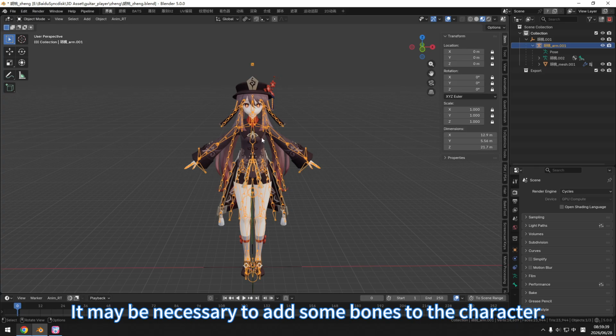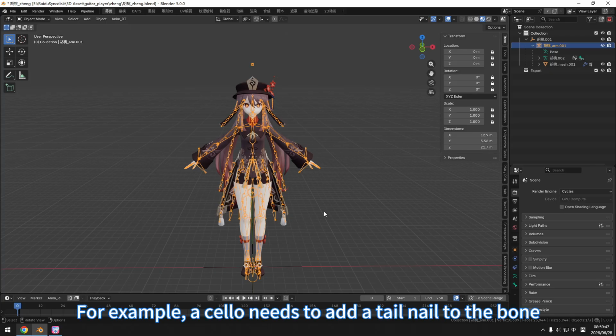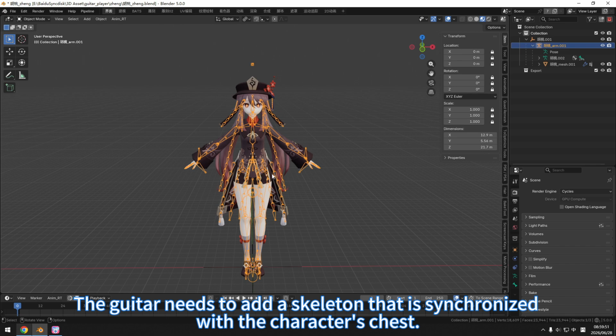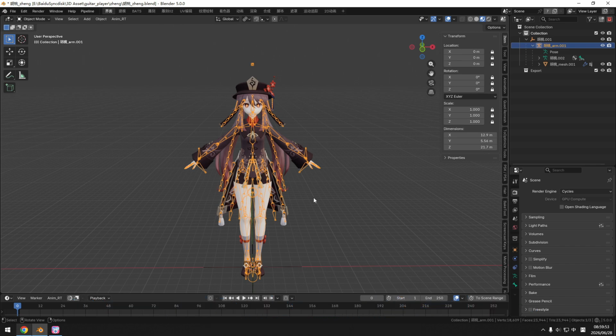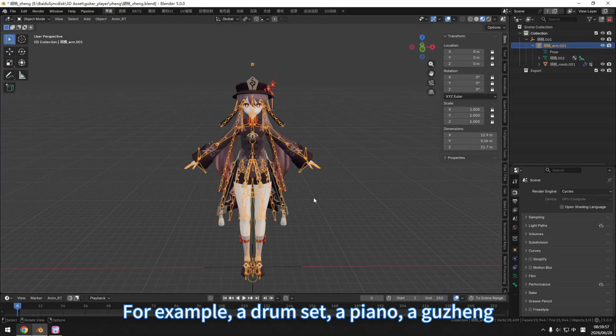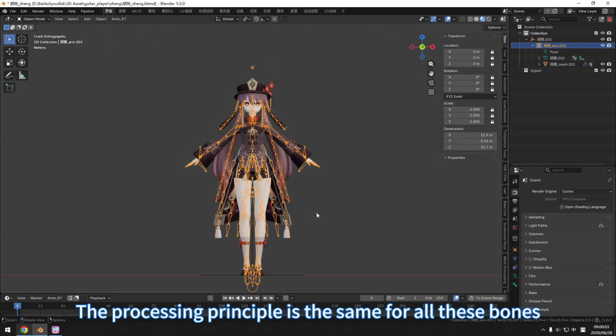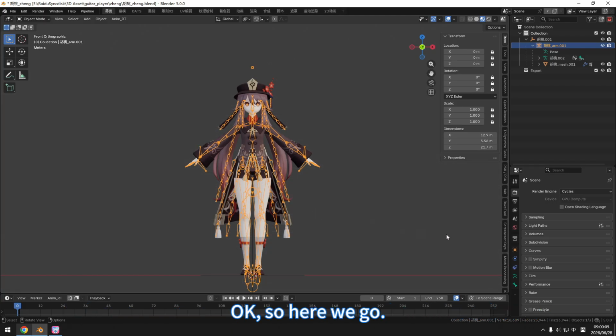may require adding some bones to the character. It controls the movement of an instrument. For example, a cello needs to add a tail nail to the bone. The guitar needs to add a skeleton that is synchronized with the character's chest. And for instruments that don't move with the person when they're played, for example a drum set or a piano, there is no need to add additional bones to the character. The processing principle is the same for all these bones.